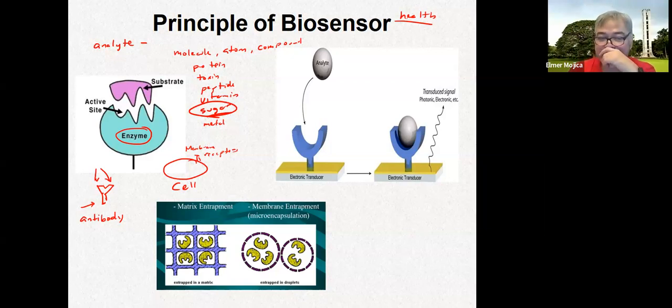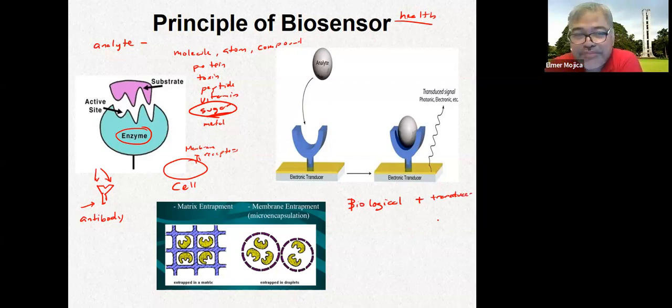Pero ang main challenge talaga dun is, how are you going to combine your biological component with the transducer? In the paper that you do, how did you do that? You just mix them, right? You just mix whatever we call the modifier with ano yung transducer nyo doon?